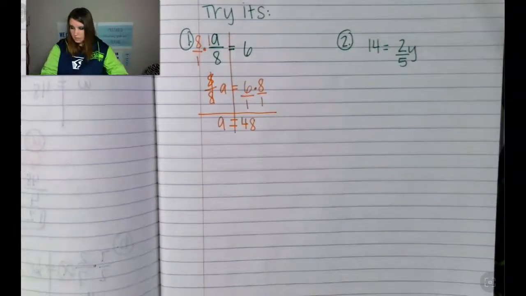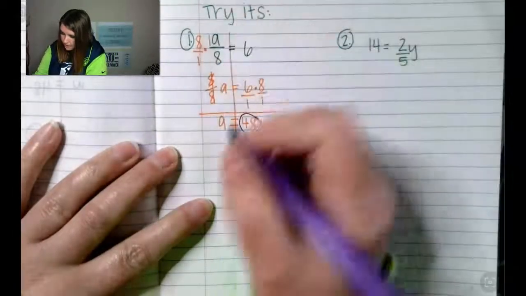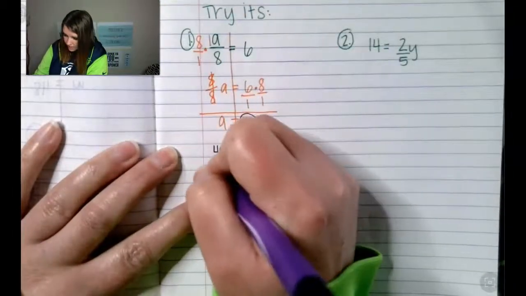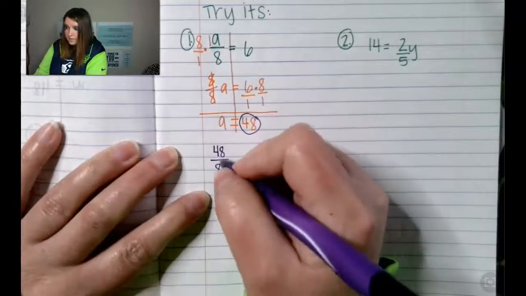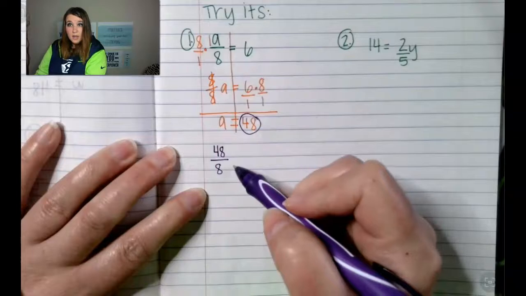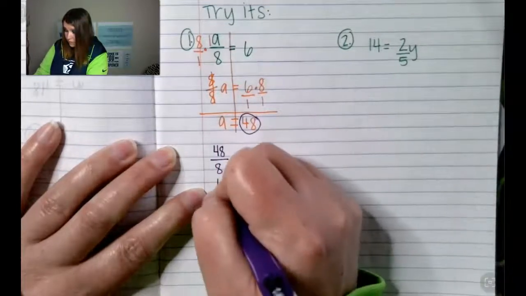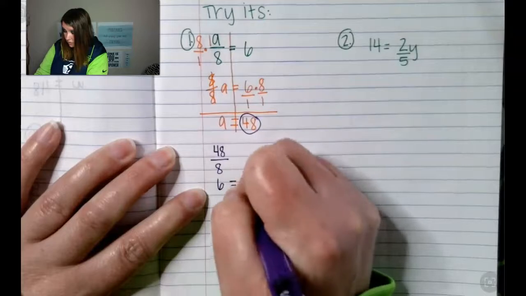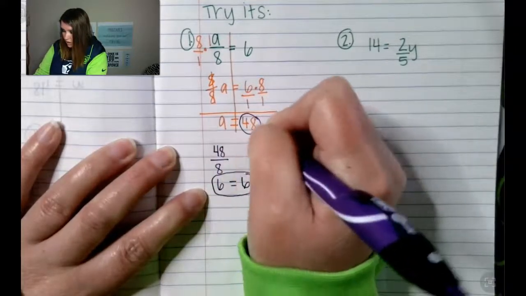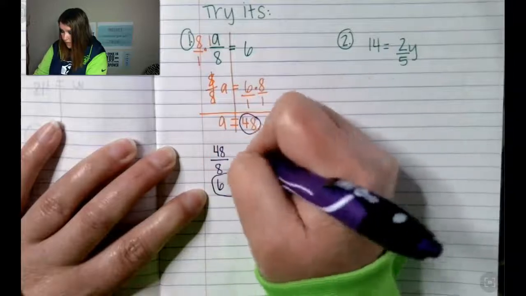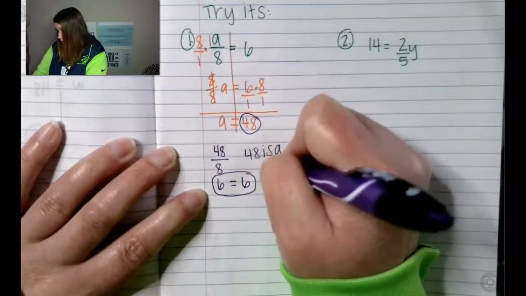Check my solution. So I'm going to take this 48 and I'm going to put it right in there and say 48 divided by 8. I know that 8 times 5 is 40. And 40 plus 1 more to get to 6 gives me 48. So 6 is equal to 6. This is a solution. This is true. So 48 is a solution.